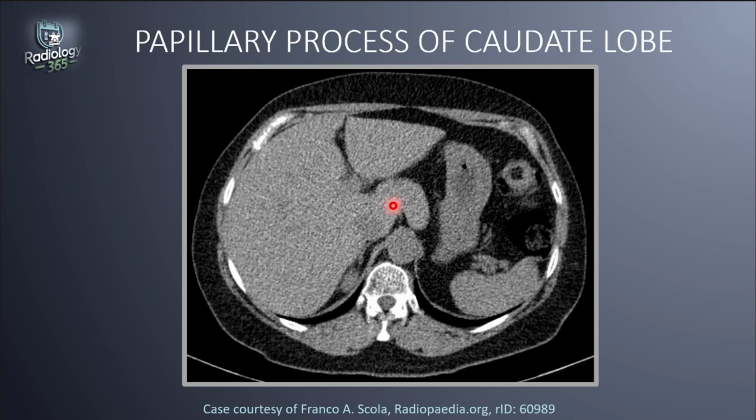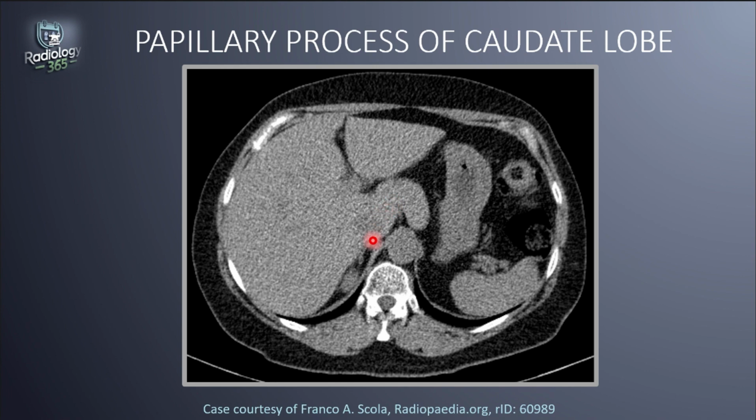Then there's also what we call the papillary process of the caudate lobe. That's a small part of the caudate lobe, and it projects medially and can look like a mass or lymph node on a CT. This is a normal variant. It's not a pathology, and knowing this would help avoid misdiagnosis.